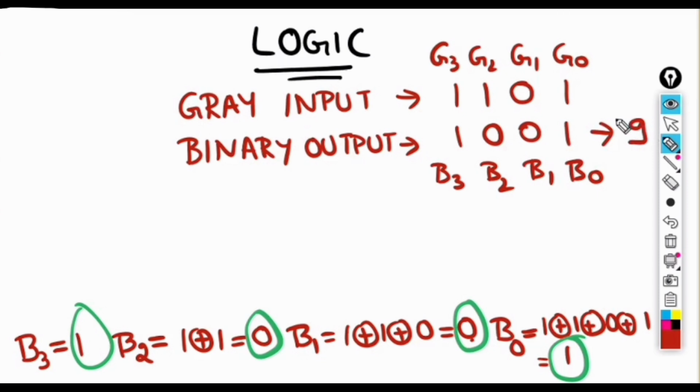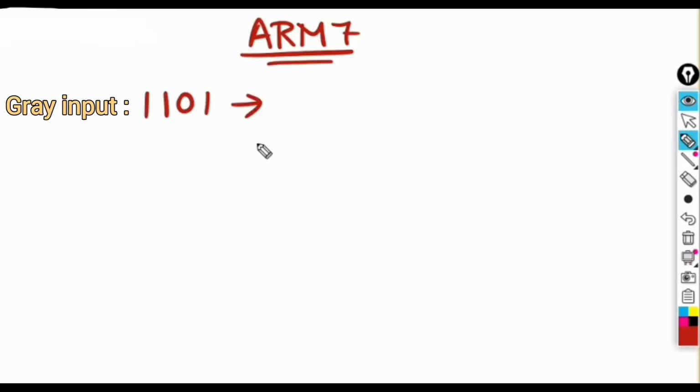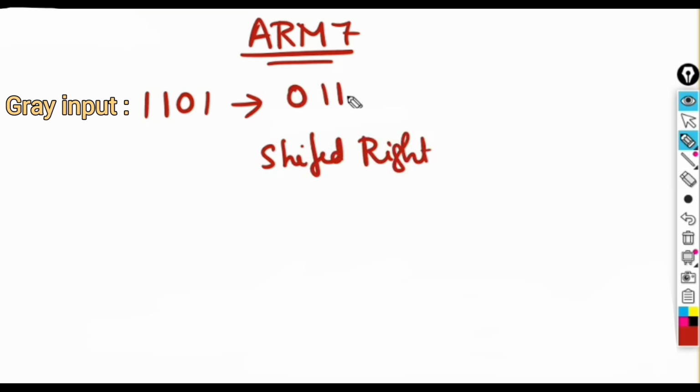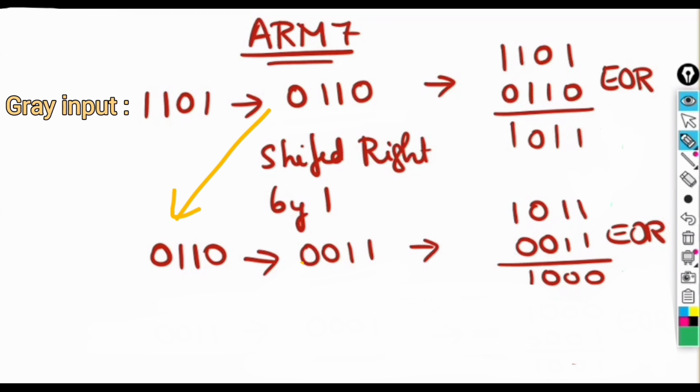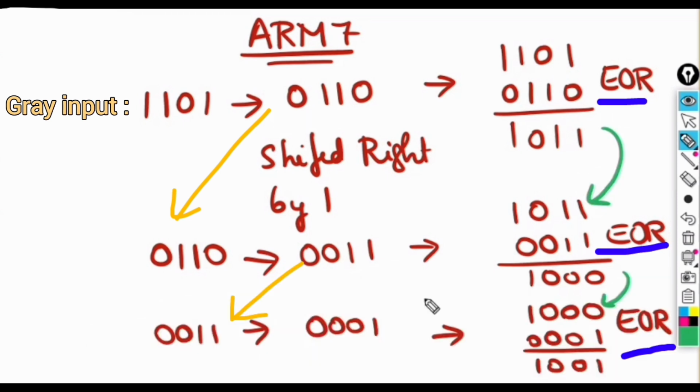How does the ARM7 code implement this? Instead of calculating every binary bit separately, ARM7 uses a faster method. The original grey code is repeatedly shifted right and XORed with the current result. Each shift propagates grey bits into lower positions, and repeated XOR operations gradually build the cumulative XOR chains required for each binary bit. Now let's understand our code.